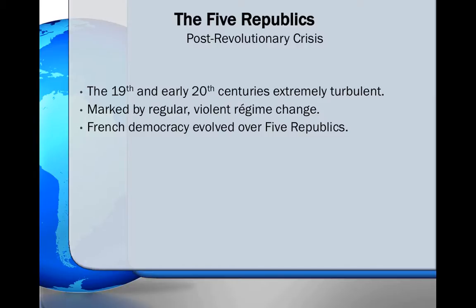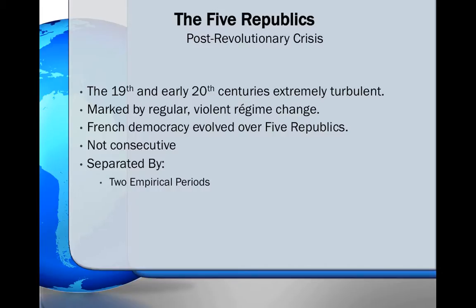Each republic had its own constitution and took place over its own time period. What's more, these republics were not consecutive. They were broken up by several periods of empire, of monarchy, and by occupation.